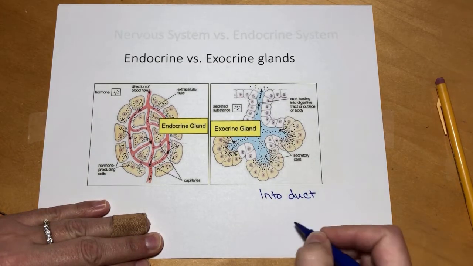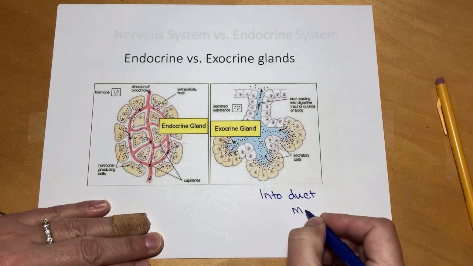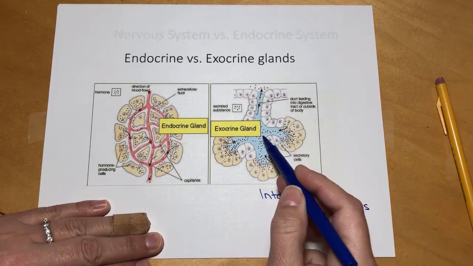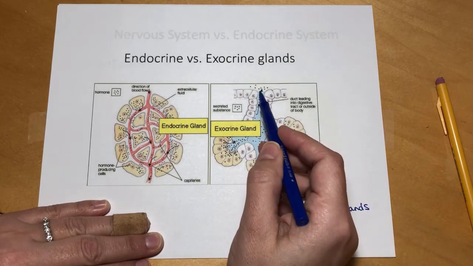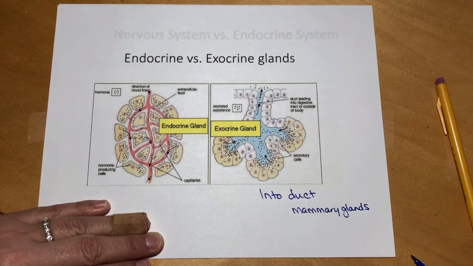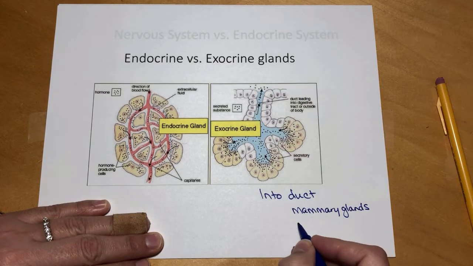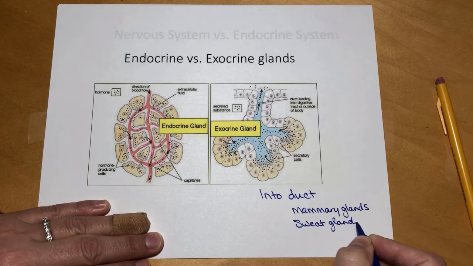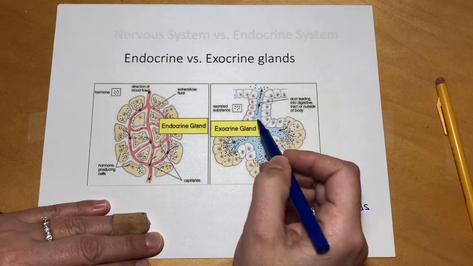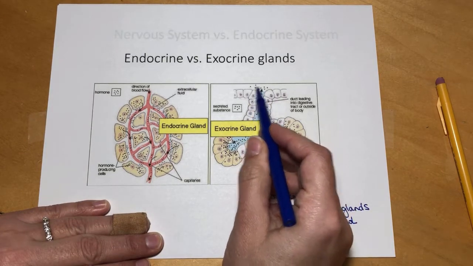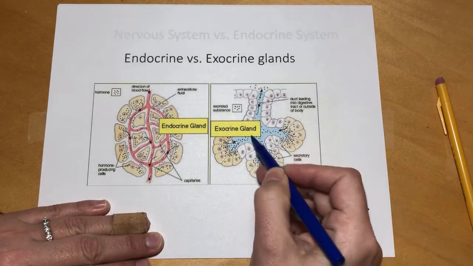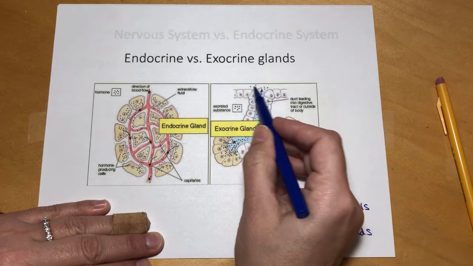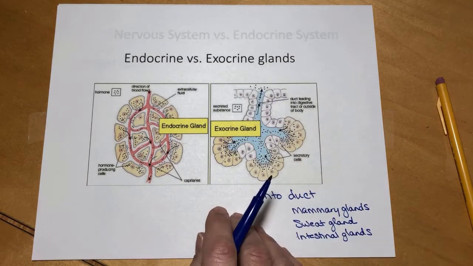And some examples of that would be the mammary glands, which secrete milk into a duct, and the milk is then secreted out onto the body surface. Another example would be a sweat gland. Sweat glands produce sweat. The sweat leaves through a duct onto the body surface. There are also some intestinal glands that secrete intestinal enzymes into the lumen of the small intestine.